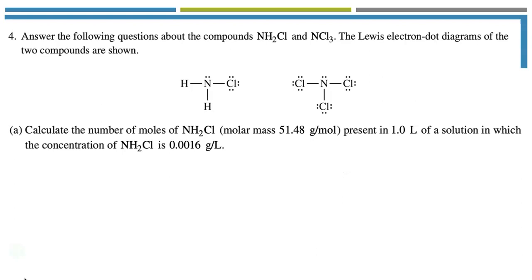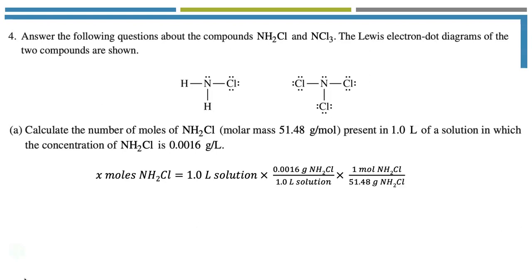So really this is a stoichiometry problem. I want to know how many moles of this compound would be in 1 liter of solution. I'm told a mass per volume ratio. So for each liter of solution, I have 0.0016 grams of this compound. And then I know the molar mass, so I need to convert from grams to moles. And I get an answer of 0.000031 moles, so a very small amount.